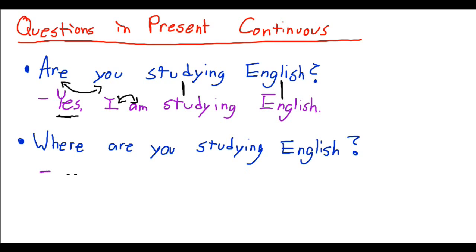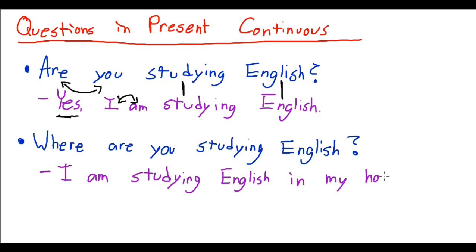So a possible answer, you could say, I am studying English in my house. And the idea is, in my house, is because we have where, correct? That's why we're asking that, in my house. But it's still the same. English is English, studying is studying. But if you look again, these are switched once again, and so are these. These are in opposite places. So if these are traded, well, that's the only difference when you ask a question.